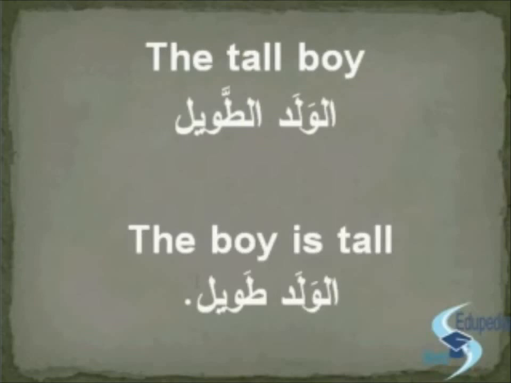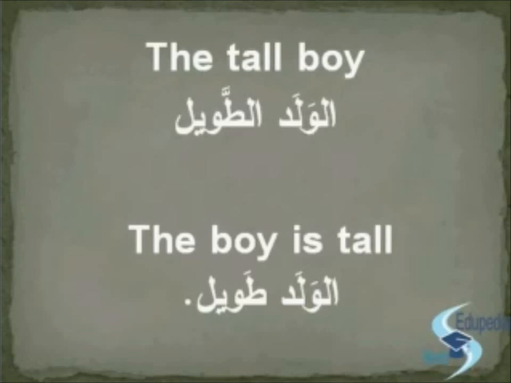Now, let's make a definite phrase like the tall boy. What you have to do is to add the definite article al, which means the, for both noun and adjective. So the tall boy is الولد الطويل. Here, the, which means L, you have to add it to ولد and to طويل. You have to add it to the noun and to the adjective. الولد الطويل, it's a definite phrase.